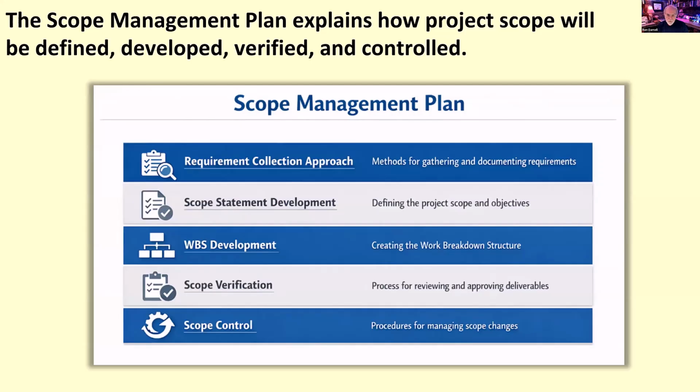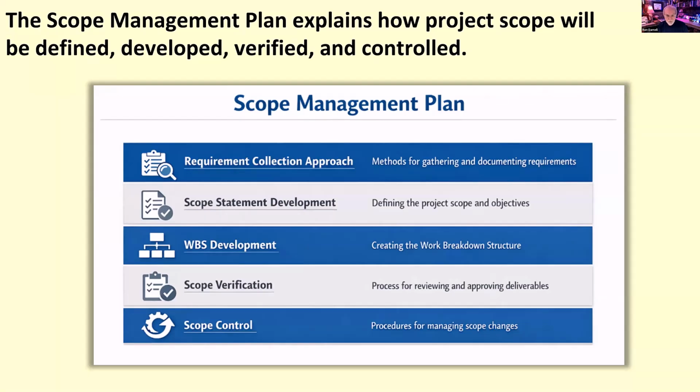The scope management plan or statement. The scope management plan explains how project scope will be defined, developed, verified, and controlled. It's an artifact that explains how the project team will manage scope throughout the project. Rather than defining the scope itself, this plan describes the approach the team will use to develop, validate, and control scope.